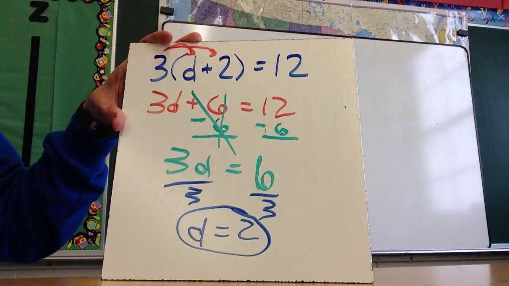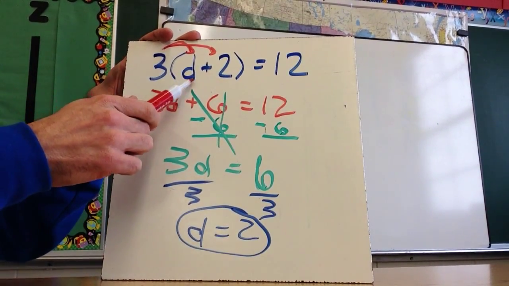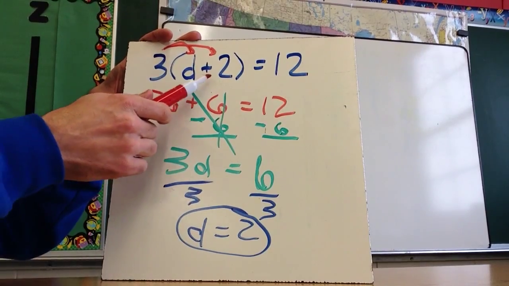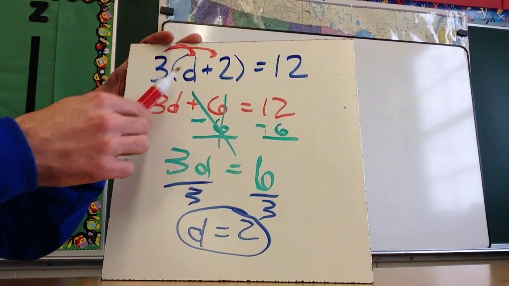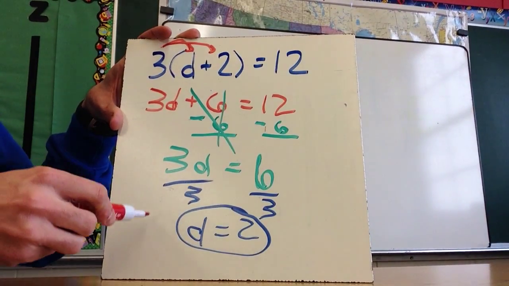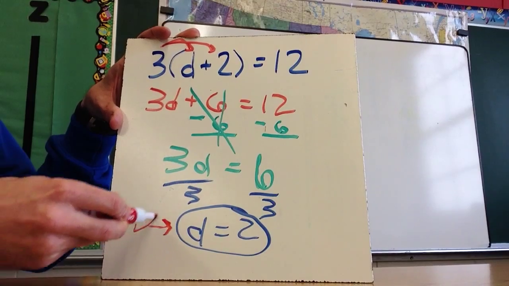Now if I want to check my answer, I can take the 2 and plug it back in here. 2 plus 2 is 4. Keep in mind, I have to do inside the parentheses first. 2 plus 2 is 4. 4 times 3 equals 12. So I know that this answer is definitely correct.